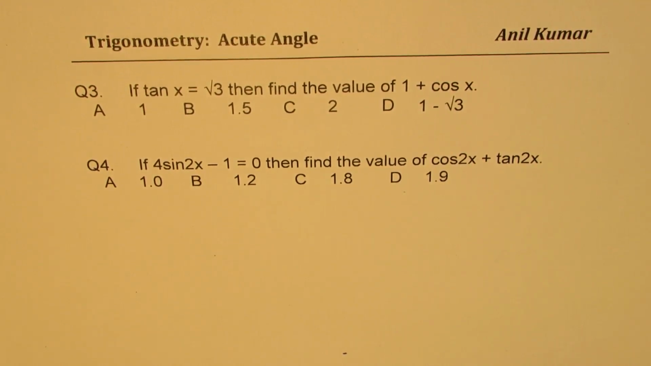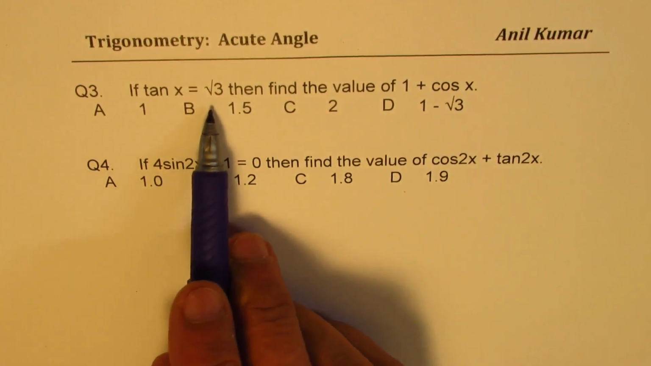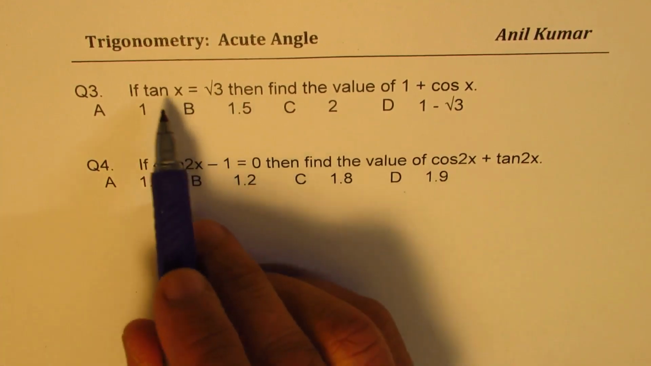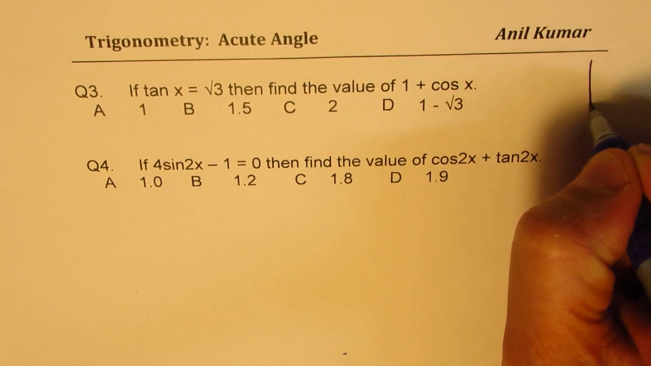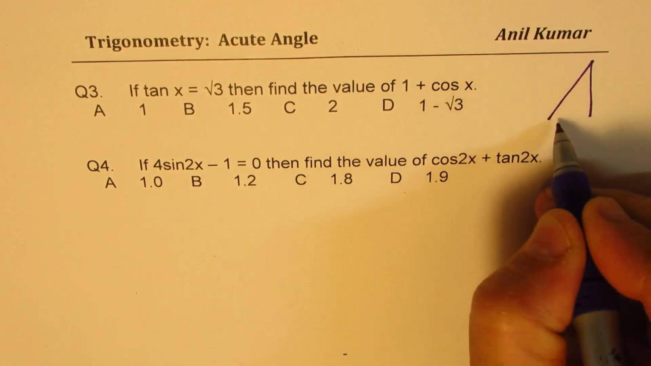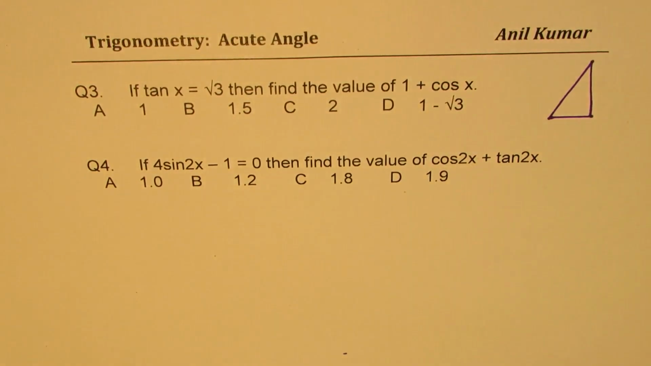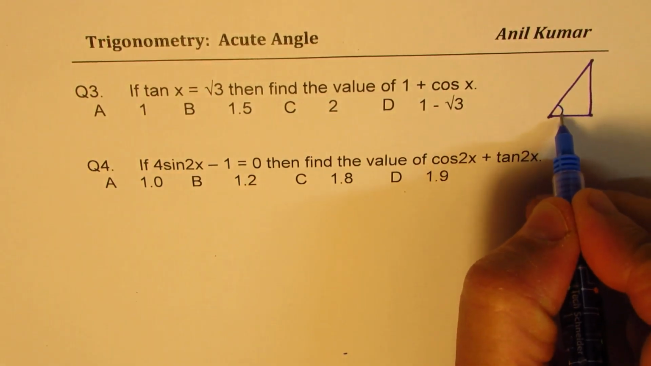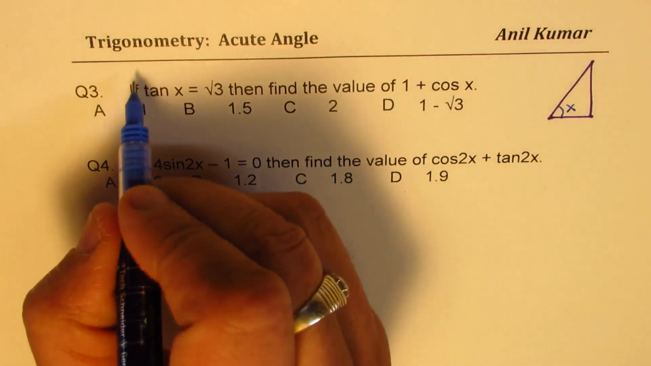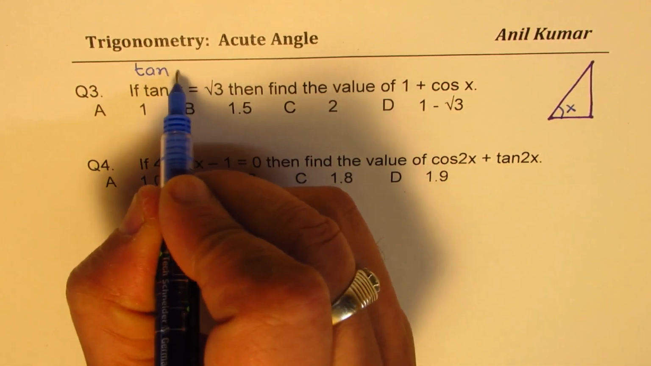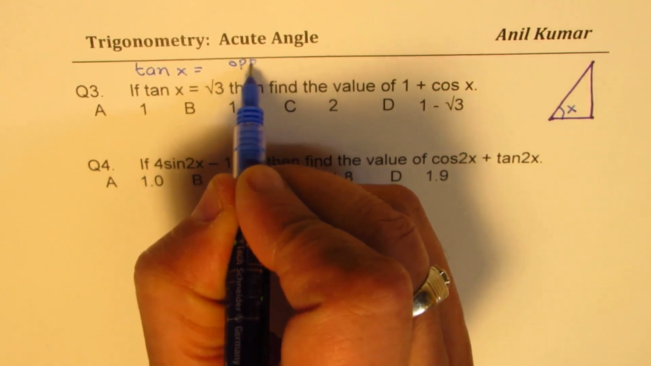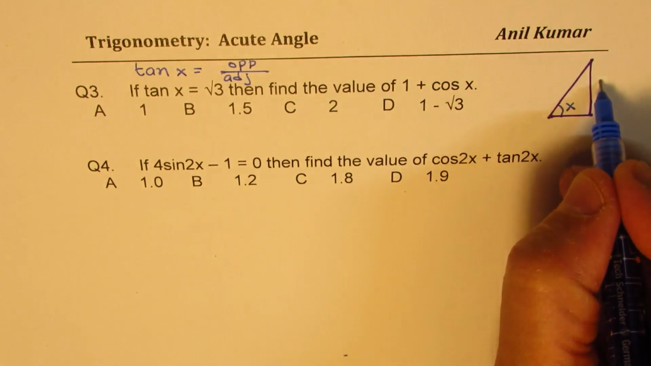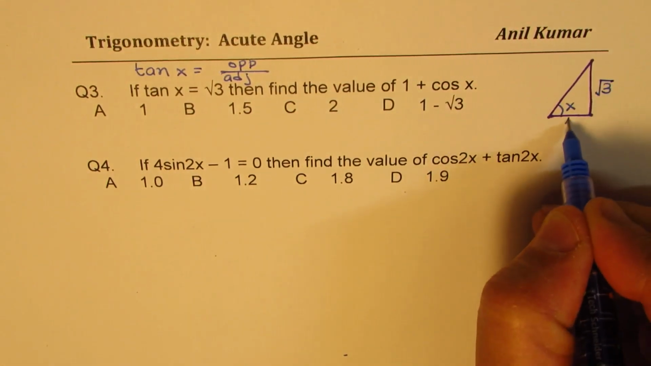Question number 3. If tan x is equal to square root 3, then find the value of 1 plus cos x. Right. So tan x is square root of 3. Let's make our triangle. Now this is also a part of a very special triangle. When we say tan x is square root of 3, let's say this angle is x, tan x is equal to opposite over adjacent, correct? These two sides. So square root 3 is the opposite side and adjacent is 1.